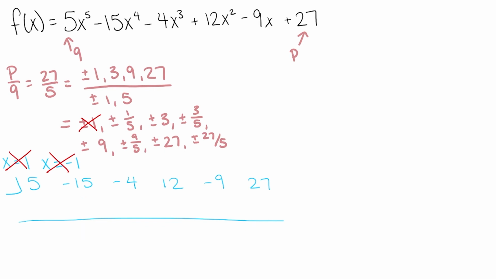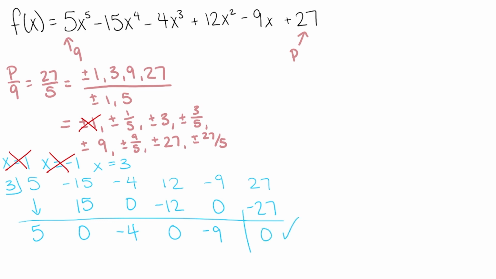Let's look at positive 3. We'll come back to that 1/5 if we need to. So starting off, we have 3 times 5 is 15. Negative 15 plus 15 is 0. 3 times 0 is 0. So negative 4 plus 0 is negative 4. 3 times negative 4 is negative 12. 12 plus negative 12 is 0. 3 times 0 is 0. Negative 9 plus 0 is negative 9. 3 times negative 9 is negative 27. And 27 plus negative 27 is 0. So we found our factor.